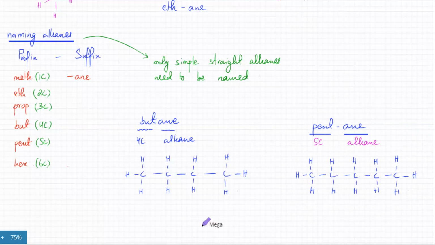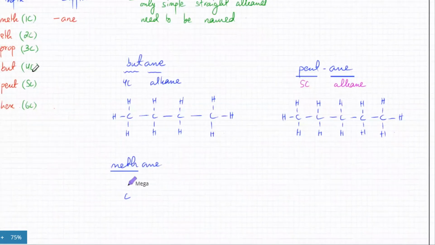One more, let's talk about methane. What does meth indicate? Meth indicates that it's got only one carbon atom. So that's 1 carbon atom and it's an alkane. So since it's an alkane, that's it, 4 hydrogen atoms. So all of these are alkanes.